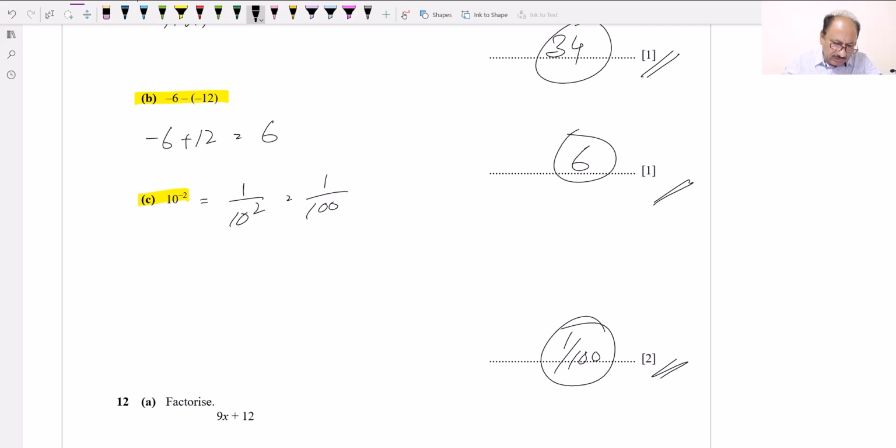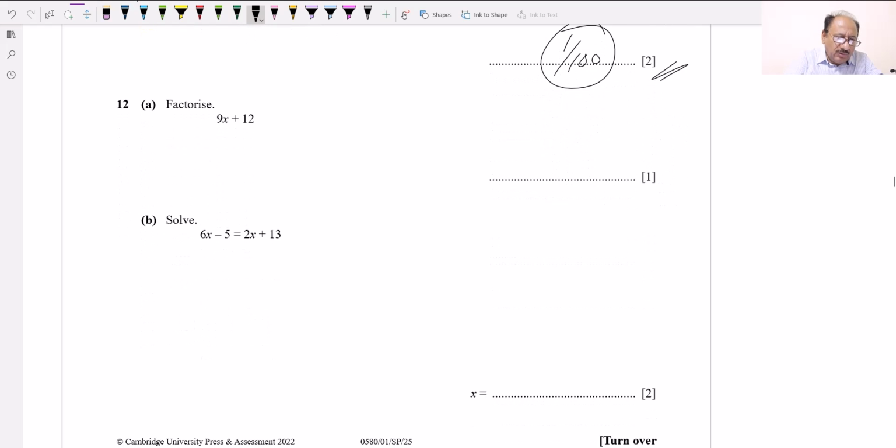This will be for 2 marks. Now question number 12. Part A says factorize. We need to take the maximum common factor, which is 3. So inside will be 3x plus 4, and this will be our final answer, 3 into (3x plus 4). This is also for 1 mark.